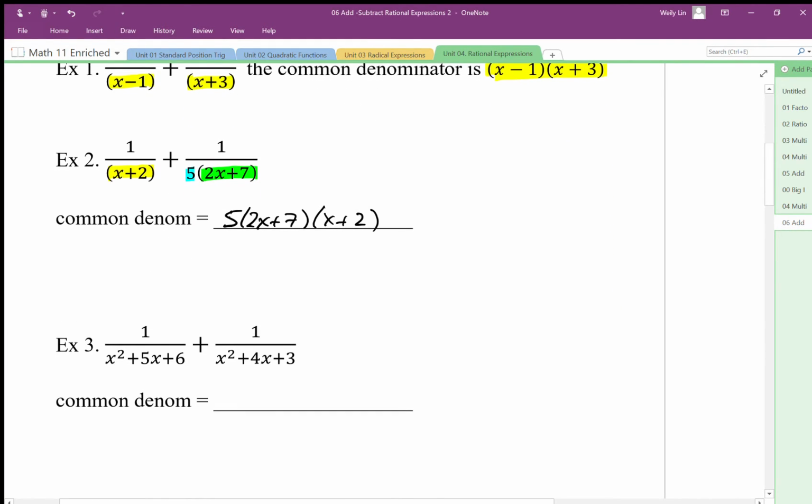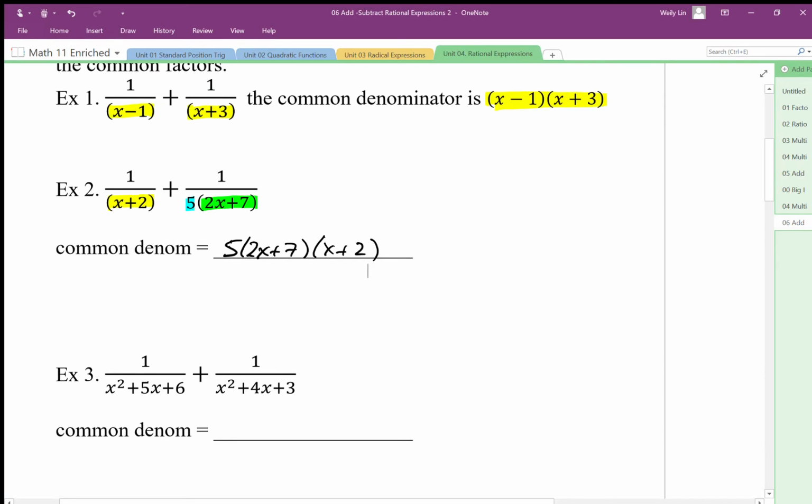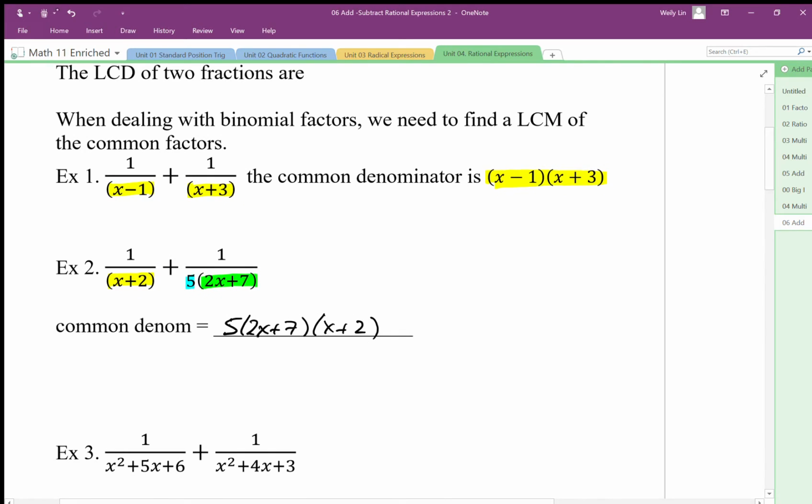So to add these together, we need to show our common denominator. In fact, let's actually add these together here. Let's work out the lowest common denominator. I'm going to multiply the top and the bottom by the factors that are missing. So I need to multiply by 5, multiply by 2x plus 7. I need to do the same to the top to balance the fraction. Here I need to multiply by x plus 2, and balance the fraction with an x plus 2 here.